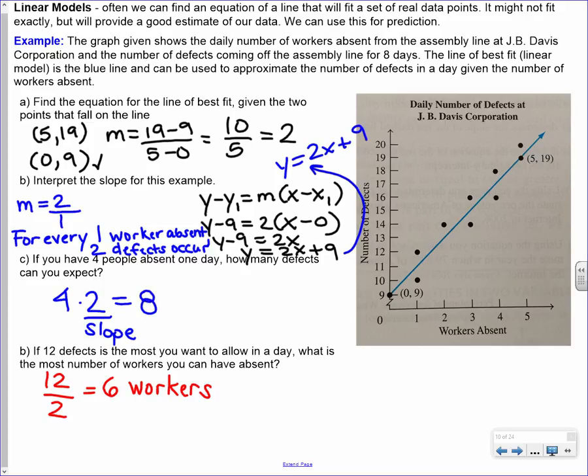If we only want to allow 12 defects in a day, what is the most number of workers you can have absent? Okay, so that's kind of the opposite of what we're doing here. Instead of multiplying, we want to divide in this case. So 12 divided by 2, which is the slope, gives us 6. And so that means if I was to have 6 workers absent, I would expect about 12 defects, right? So working backwards, you do the 12 divided by 2 to get to 6.